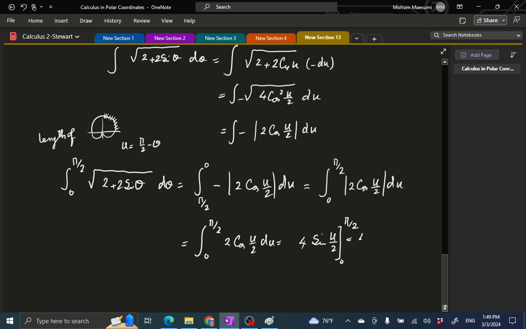It becomes 4 sine of pi over 4, and at 0 this is just going to be 0. So that's going to be 4 times radical 2 over 2, and that boils down to 2 radical 2. So what we found out is that this piece is 2 radical 2. Of course, this other piece is also going to be 2 radical 2. Now let's go for this small little wiggle at the bottom.